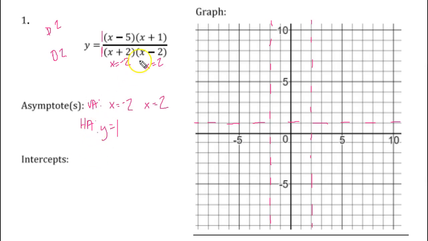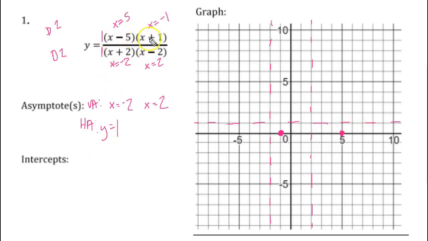So x-intercepts are where the numerator is equal to 0. So that's going to be x equals 5 and x equals -1. So I can go on my graph to 5. I'm going to have an x-intercept on the x-axis right here. And -1 is going to give me one right here. All right, so now we have our x-intercepts.